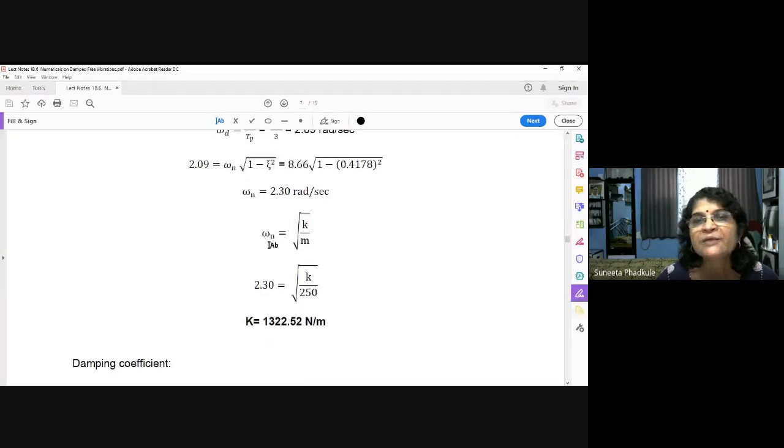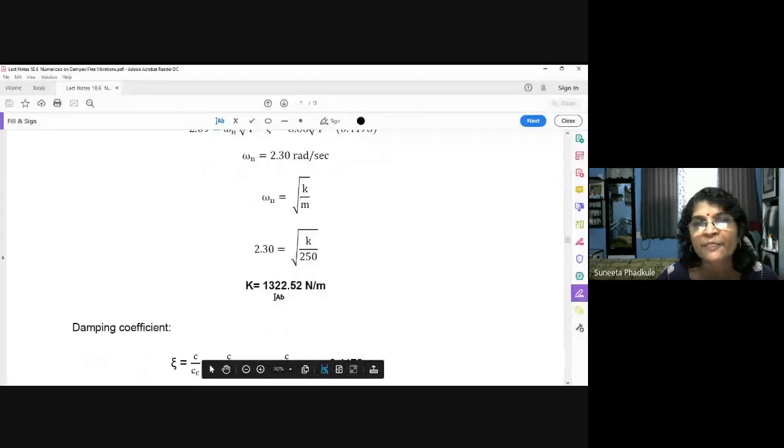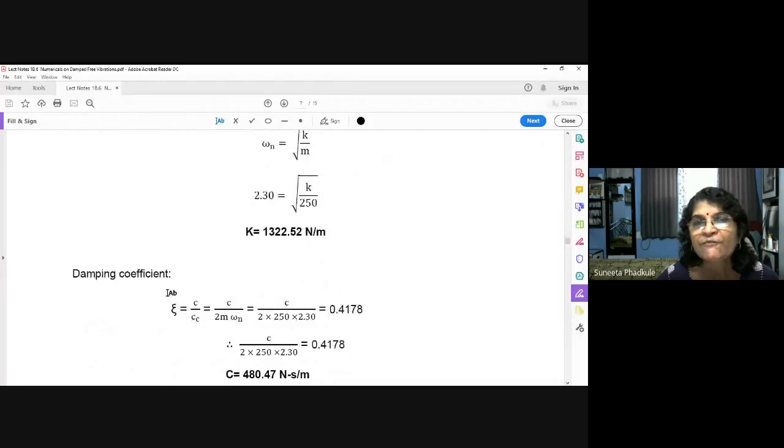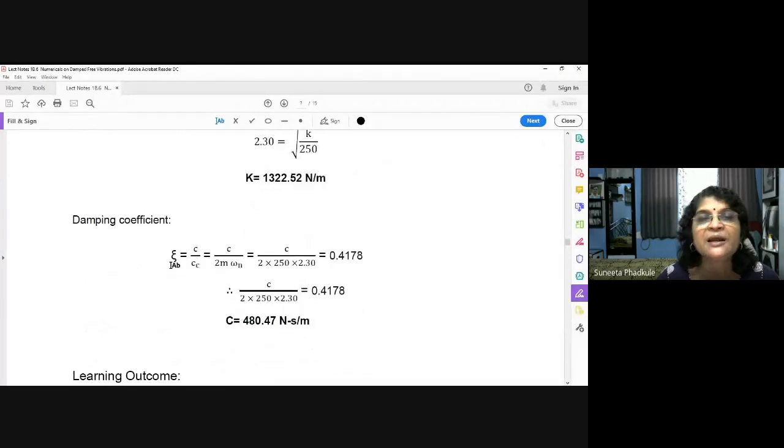So k is equal to 1322.52 Newton per meter. Okay, then we have to find out the damping coefficient. You know what the formula for zeta is? We have already found the value of zeta. Zeta is equal to C upon Cc, so C upon 2m omega n, that is Cc. So m is known to us, omega n we have found out. We know zeta, so find out C.